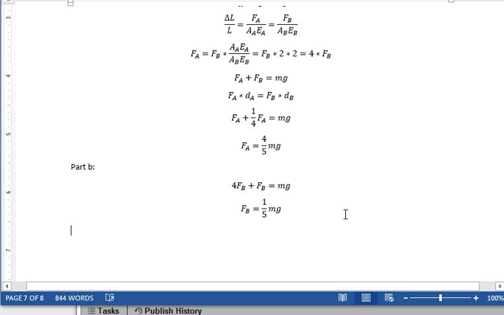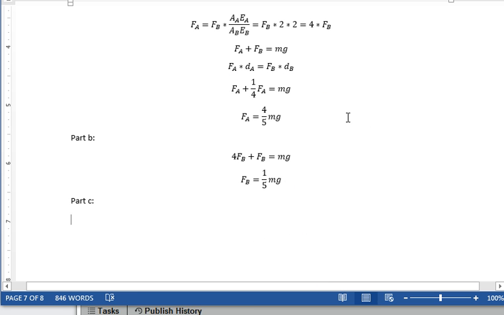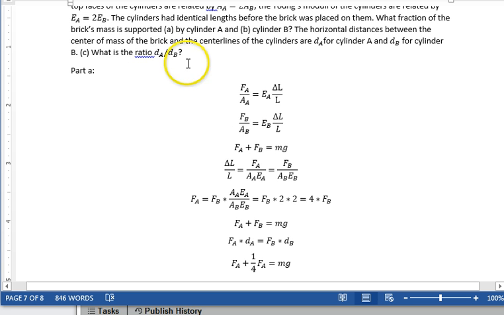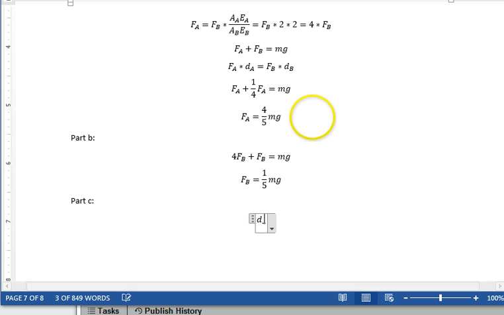Finally, for part C, I'm going to take the torque equation, and I'm going to solve for dA over dB. Is that the ratio it asks for? dA over dB, right? So dA divided by dB is just going to be FB divided by FA. Now, FA is 4FB, right? So this is 1/4.